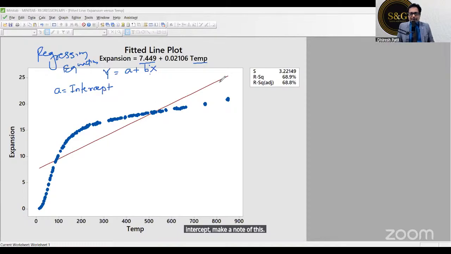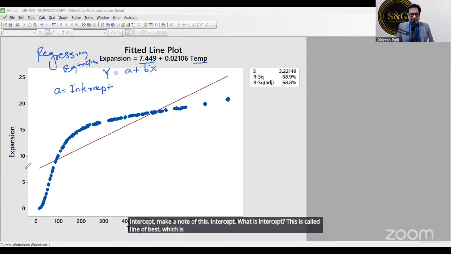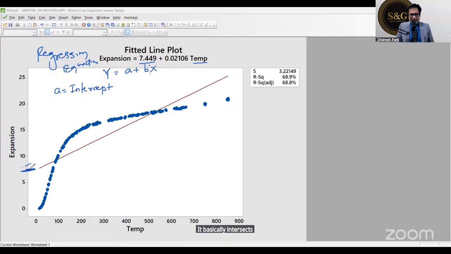Intercept. What is intercept? This is called the line of best fit, this red line. If I extend the red line, it basically intersects at this point, which is 7.449. It is called the intercept. And B is called the slope.